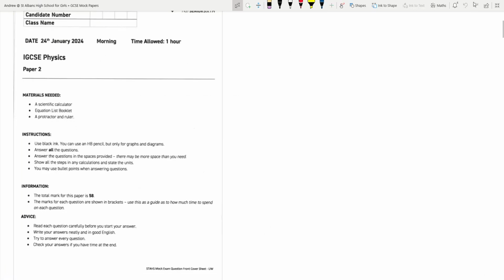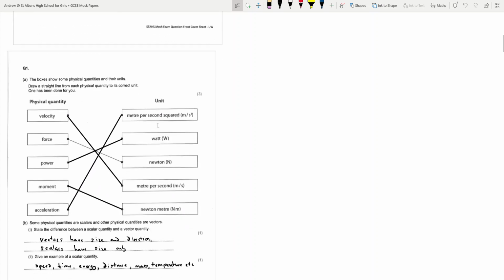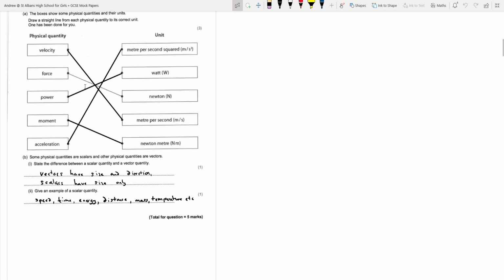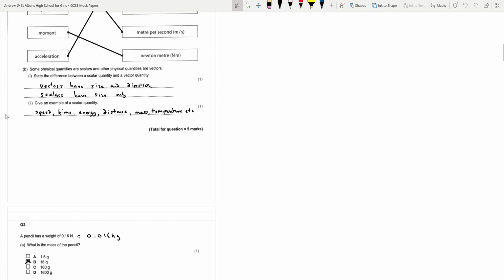Okay, year 11. This is the model solutions for paper 2, 58 marks, shorter experiment. So let's go through it. Question 1 is largely just a fairly straightforward set of recall: connecting physical quantities up to their correct units and then identifying the following.